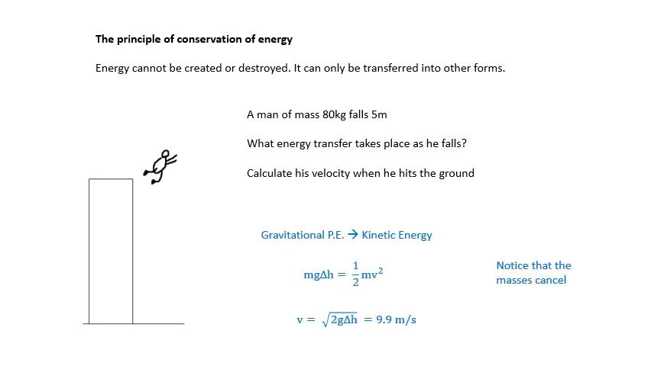Okay, so gravitational potential energy goes to kinetic energy, and we have these equations we know very well. mg delta h. It's the difference in height that we're interested in. So mg delta h goes to a half mv squared. Notice that the masses cancel. So if it was a big heavy bloke or a little bloke, they would have the same velocity. They would fall together. And you should get 9.9 meters per second.